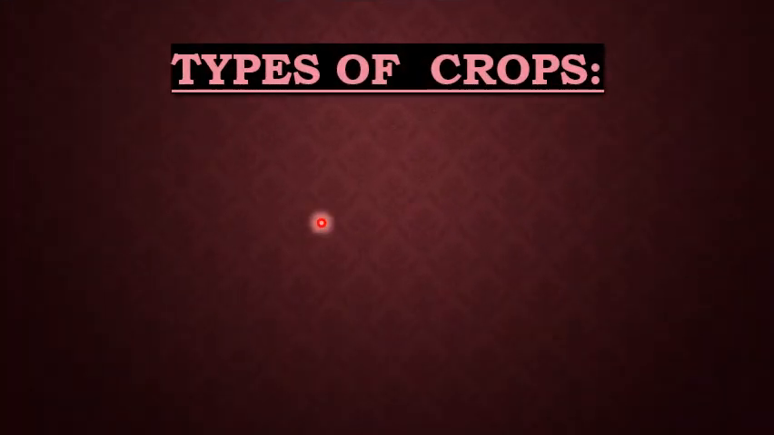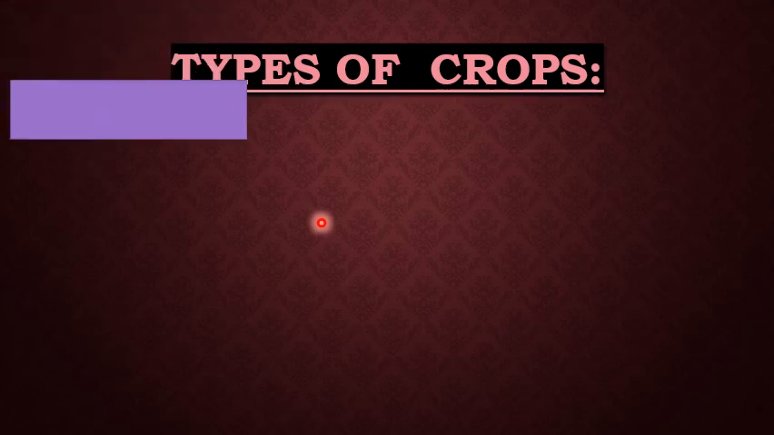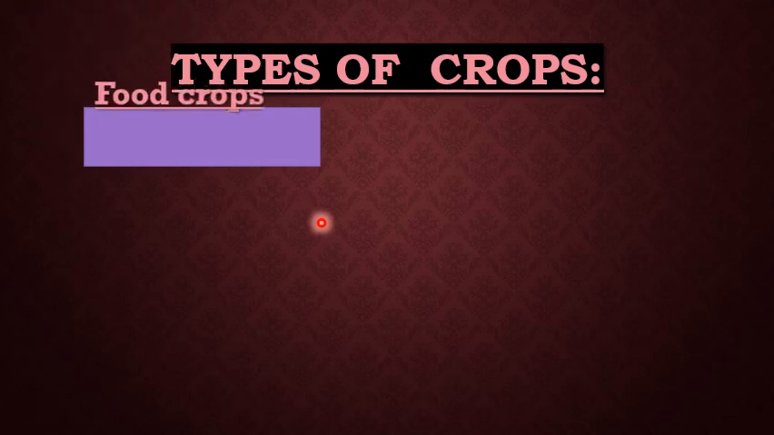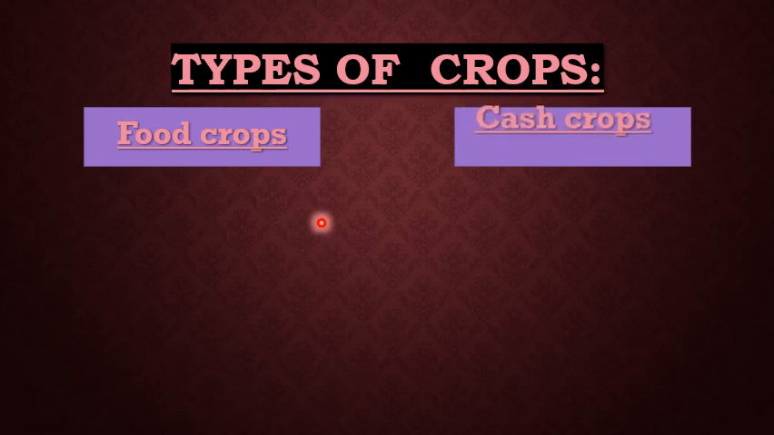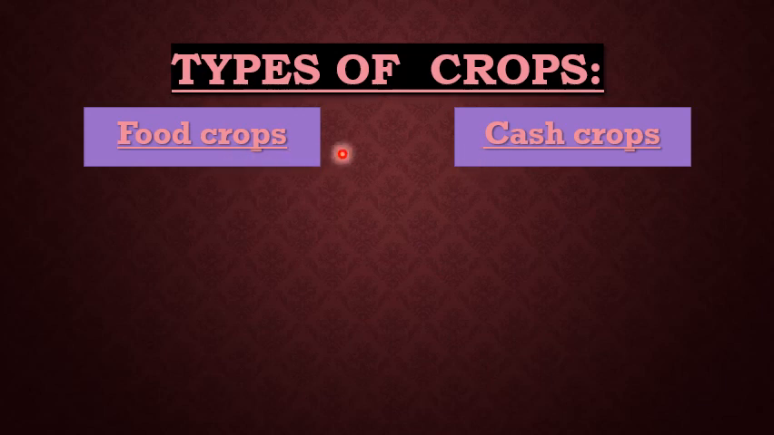As we know, Pakistan is an agricultural country, and the raw materials for these industries come from different agricultural products, for example, cotton, sugarcane, etc. So we have divided our crops into two types, and these are food crops and cash crops. There is no discussion in your book about food crops and cash crops, but these are included in your copy work, so you have to learn them.